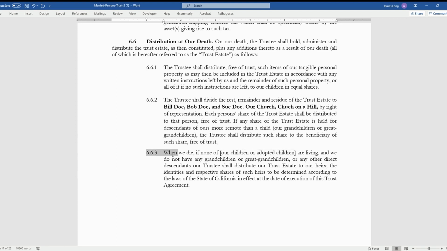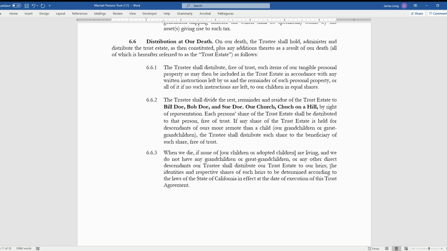Then the last part here, 6.6.3, which says when we die, if none of our children or adopted children are living and we don't have grandchildren or great grandchildren, what happens then? Well, this basically says if you have no other direct descendants, you don't have grandchildren, great grandchildren, great great grandchildren, or great great great grandchildren, if you live that long, then it's going to go to your heirs. And who are your heirs?